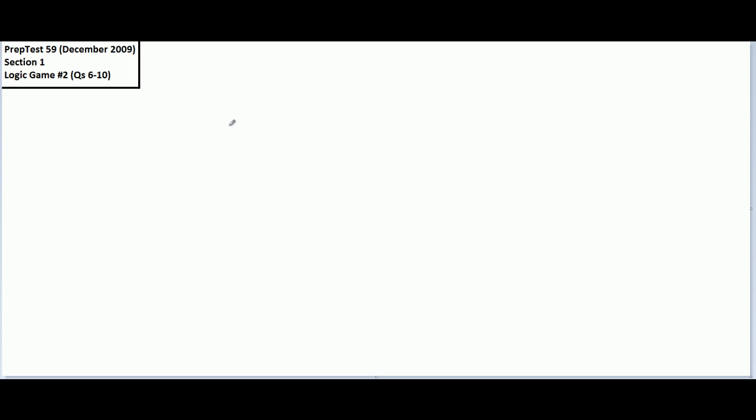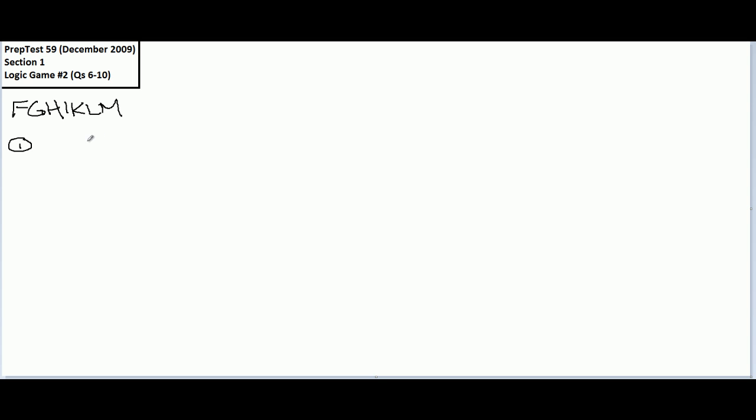Okay, so we know that we have these elements. We have F, G, H, I, K, L, and M. And our question tells us that they're going to be hung in a row. So if you can visualize 7 photographs hung in a row, numbered 1 through 7, we basically know this is going to be a sequencing game. Okay, so what are our rules?